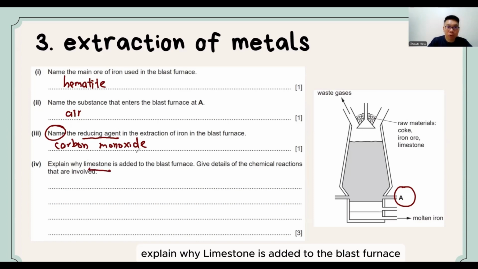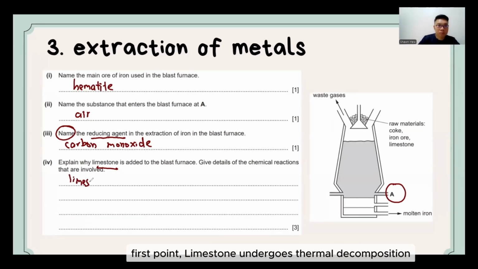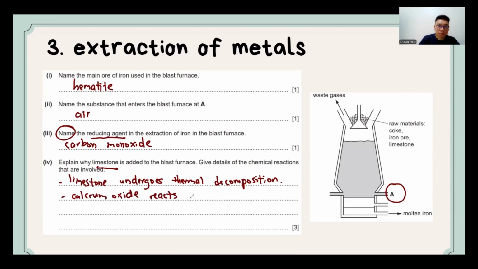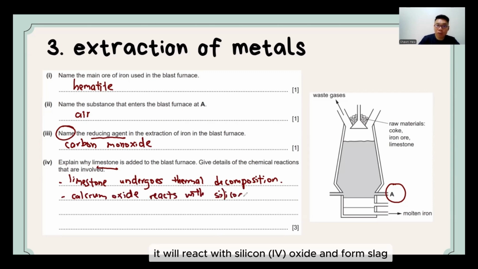Explain why limestone is added to the blast furnace. You need to give the details. It is a 3-mark question. First point, limestone undergoes decomposition and then it will form calcium oxide. It will react with silicon oxide and form slag.